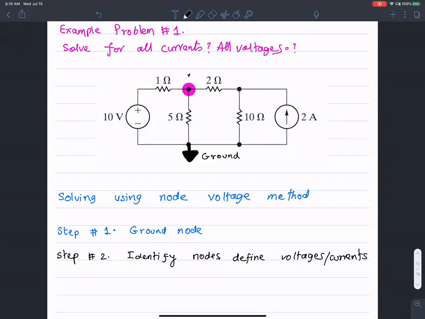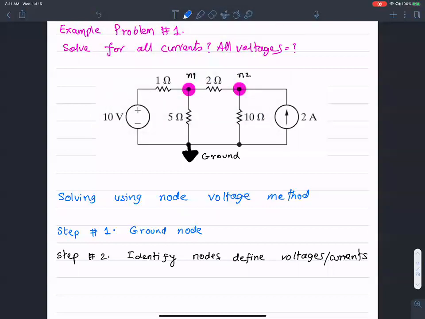So I can call this node one. And there's another node here. There is node two. Is that it? I have two nodes. This is where more than two circuit elements join. Now, I don't have to do anything about this node because that's exactly the same as this node. So don't worry about it. There are two nodes.